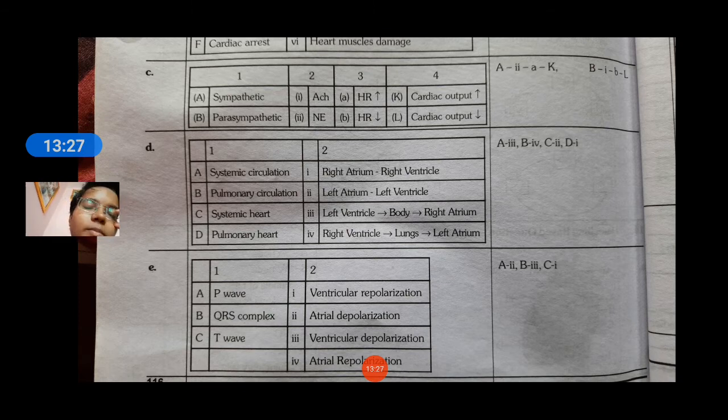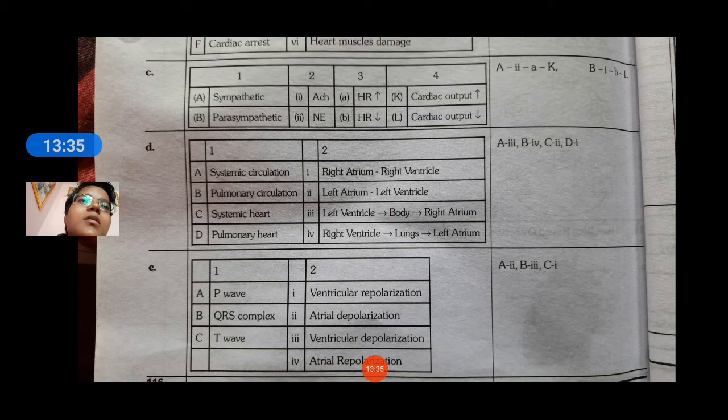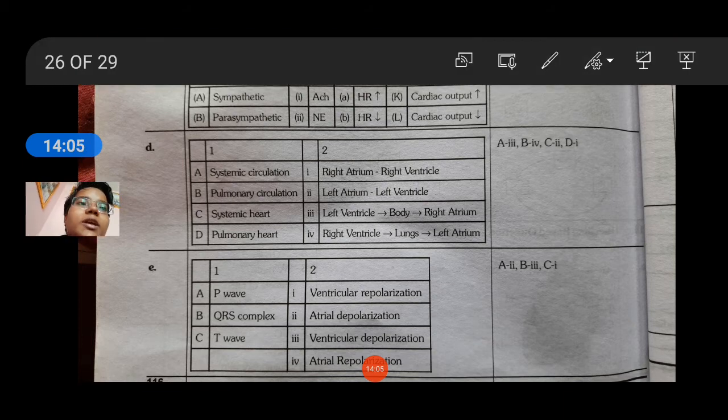Sympathetic: heart rate increases and cardiac output also increases. During sympathetic action, norepinephrine is released, and during parasympathetic action, acetylcholine is released, which decreases heart rate, and cardiac output also decreases.